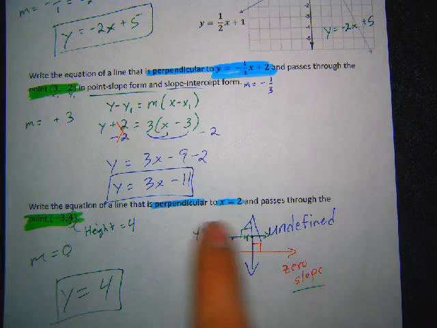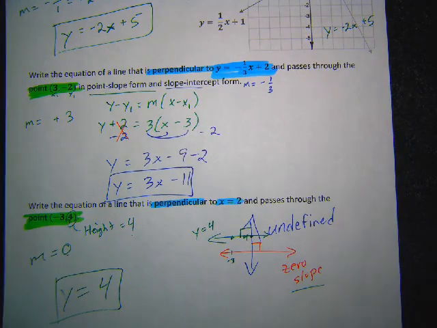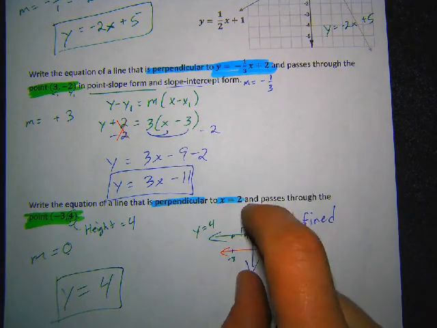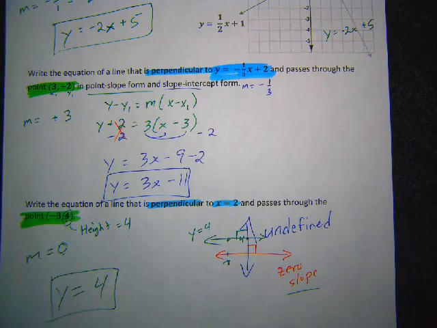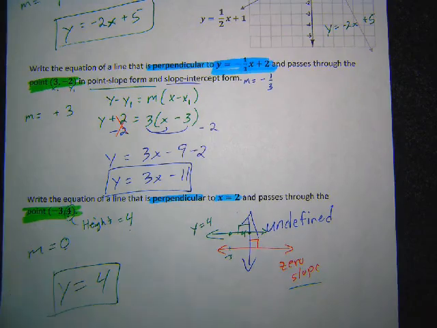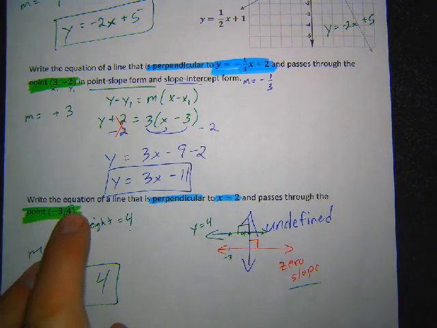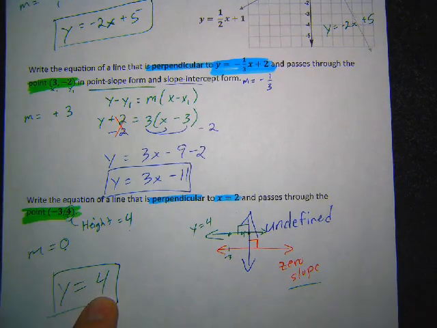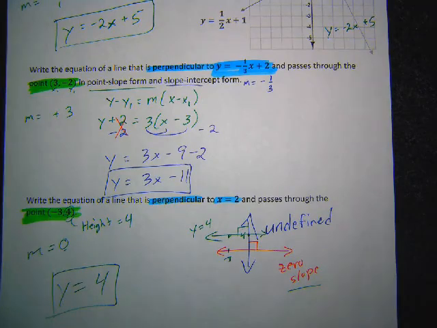As soon as you have x equals a number, you think in perpendicular, that's a vertical, you know that your horizontal is going to be y equals a number. And vice versa. If you had y equals 4, well, the perpendicular to that would be x equals a number. And again, the point they give you can just tell you what the number is. Since the height is 4, y is 4 in the answer. So we got that, and we're done.